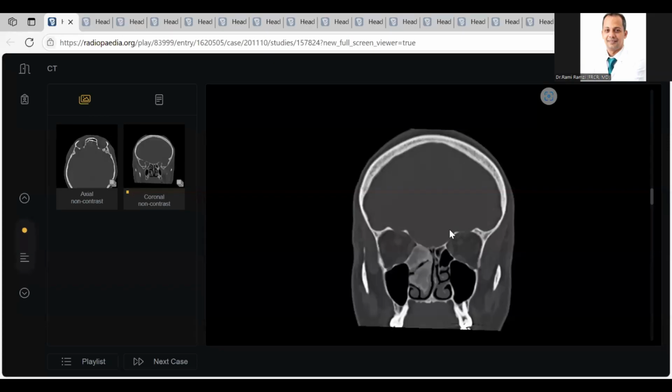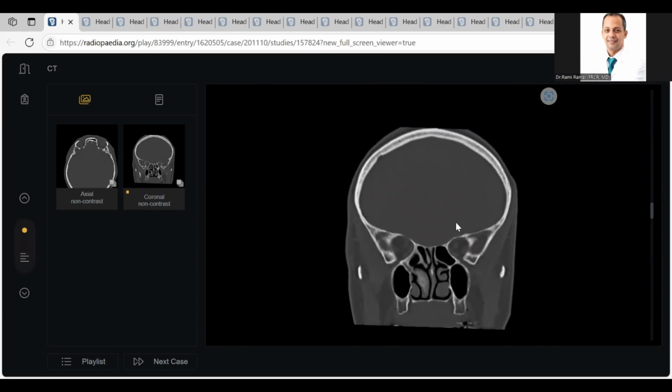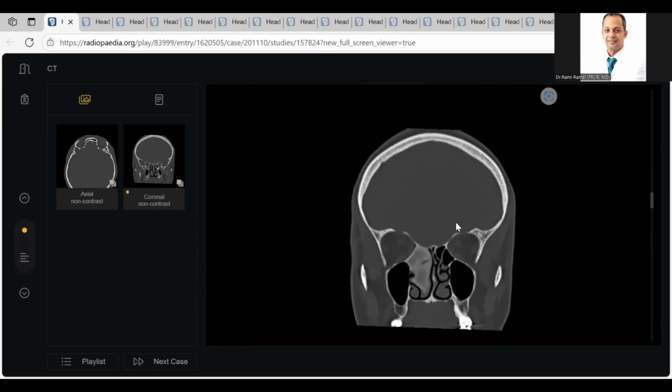Is this mass from the first look? Sir, as the fat planes are clear, and I could not see any obvious bone destruction, I'm thinking of some benign mass. You are very near. This is a benign mass.